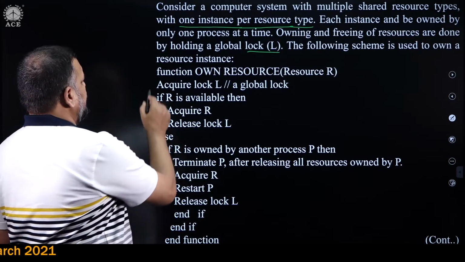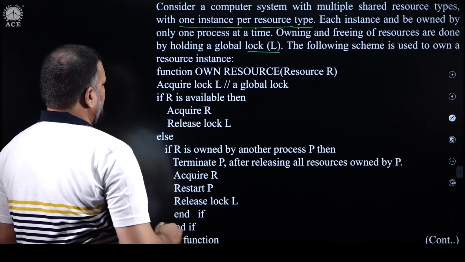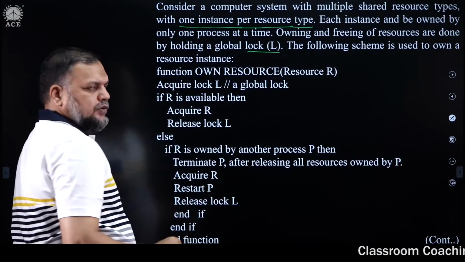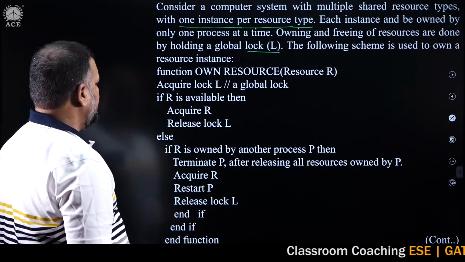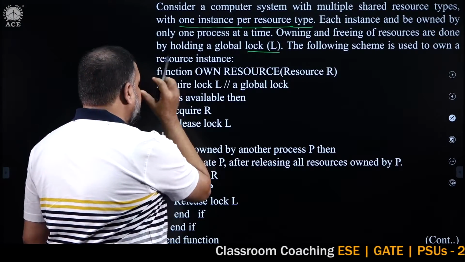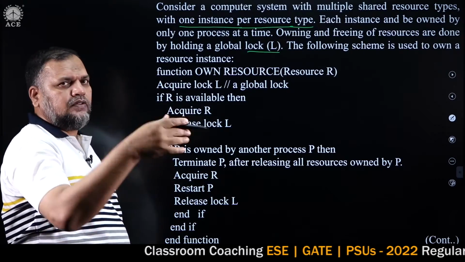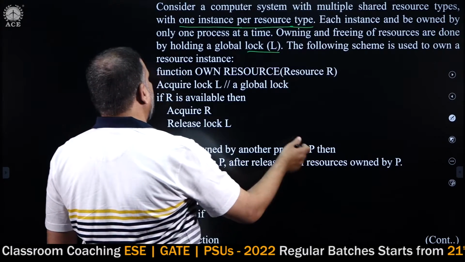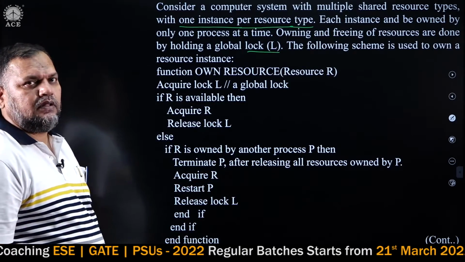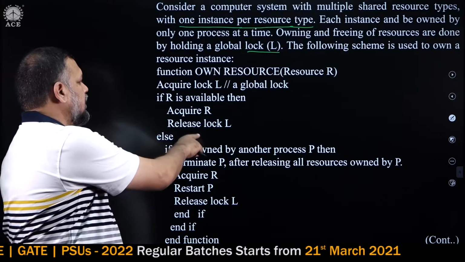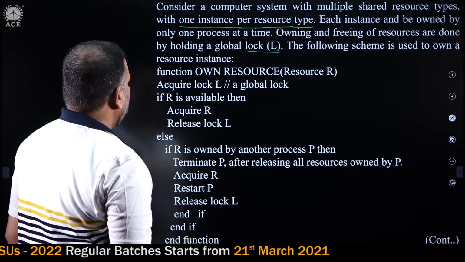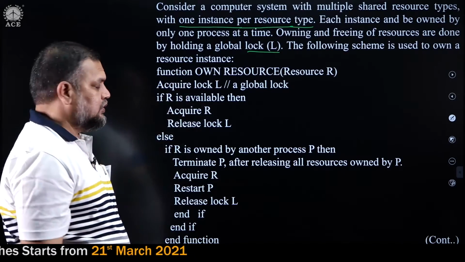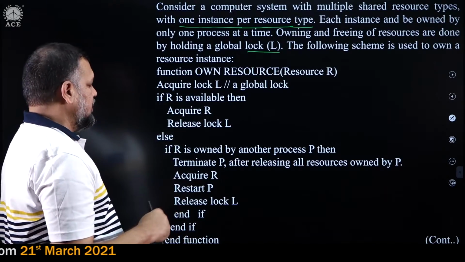So, this is a function for acquiring the lock. Look at this function, own resource R. Acquire the lock, a global lock like a semaphore. If the resource is available, then acquire it and release the lock because I got the resource. Else if R is owned by another process, if the resource is not free, then what is going to happen? We are not going to release the lock. So if R is not free, then terminate the process, kill the process who is owning the resource, because I am higher priority, that is the meaning.